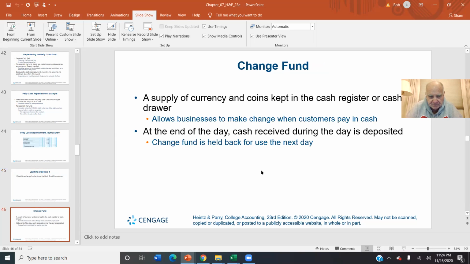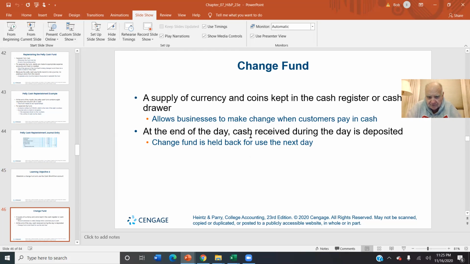So let's talk about this. Change fund, it's a supply of money that's kept in the cash register. It's similar to petty cash. You're going to debit an account called change fund. And again, you're not going to touch that change fund unless you decide you need more to start your business day. So at the end of the day, you're going to leave, say, $200 in the cash register.